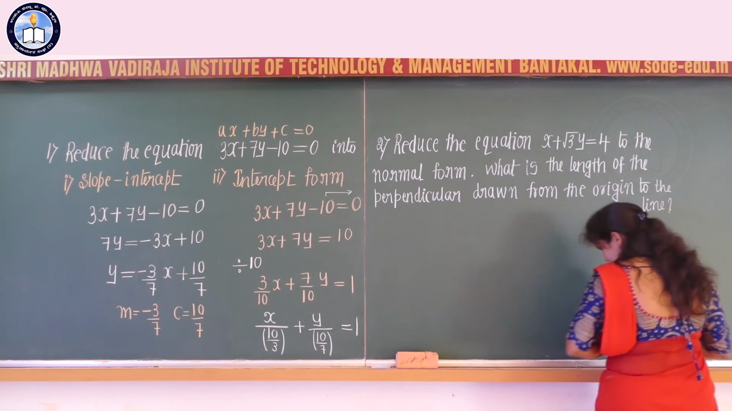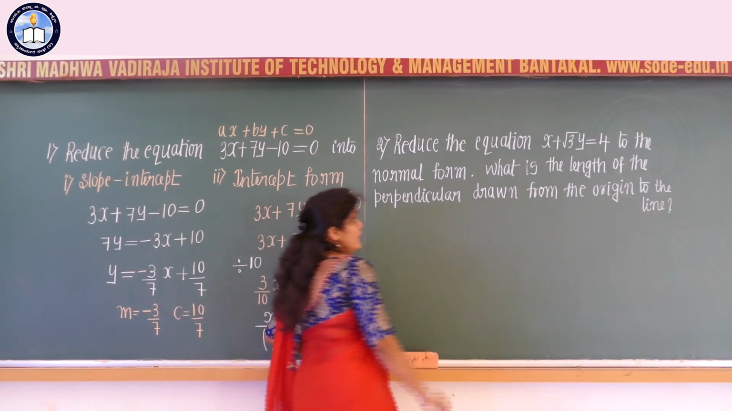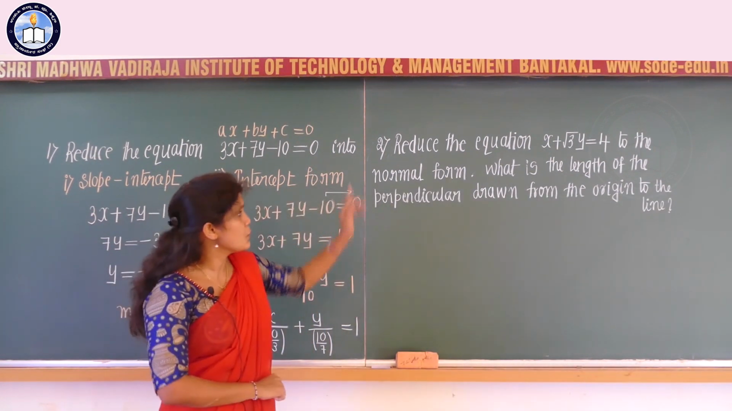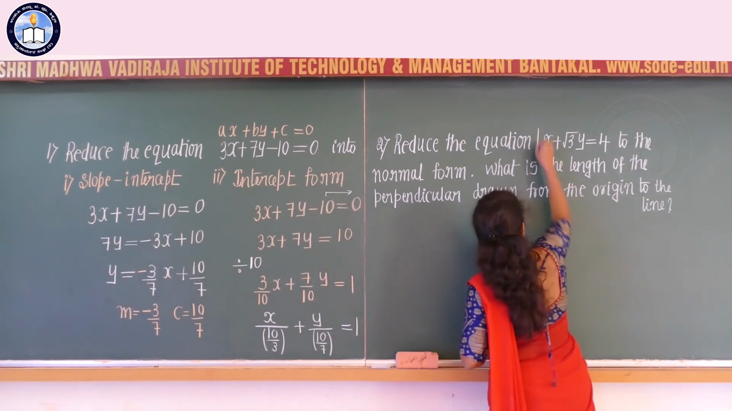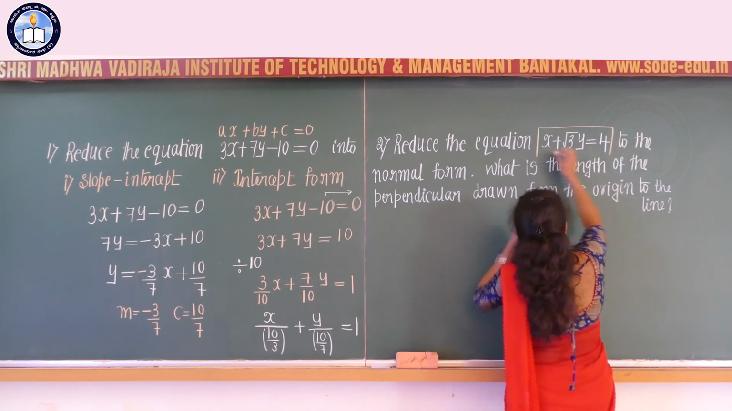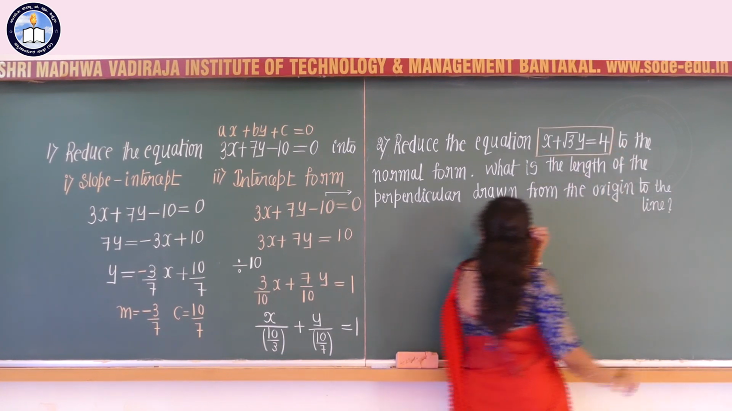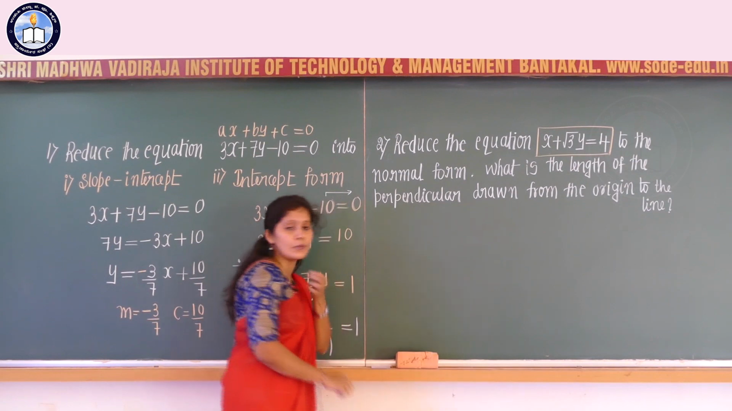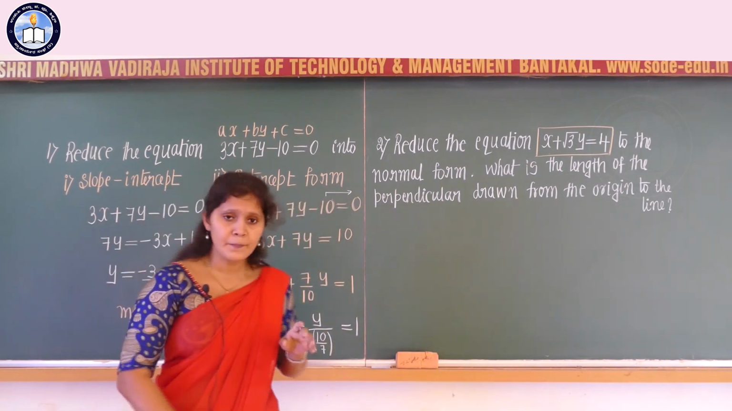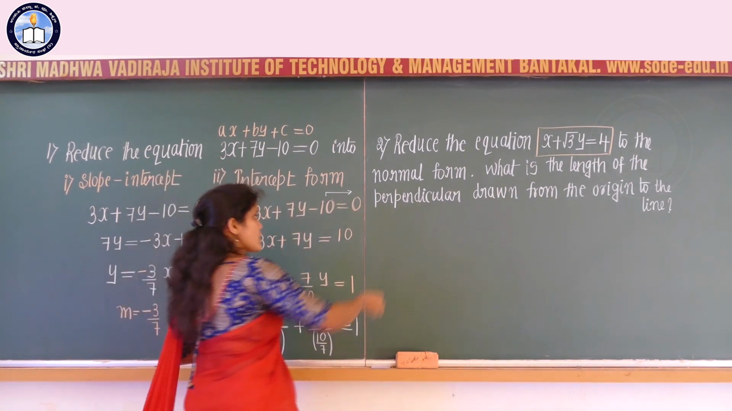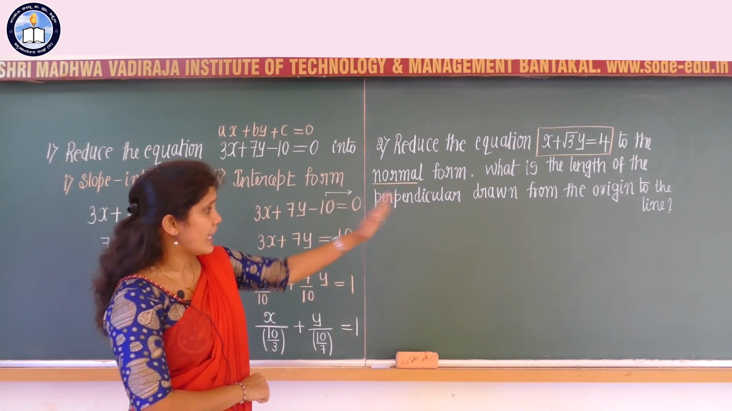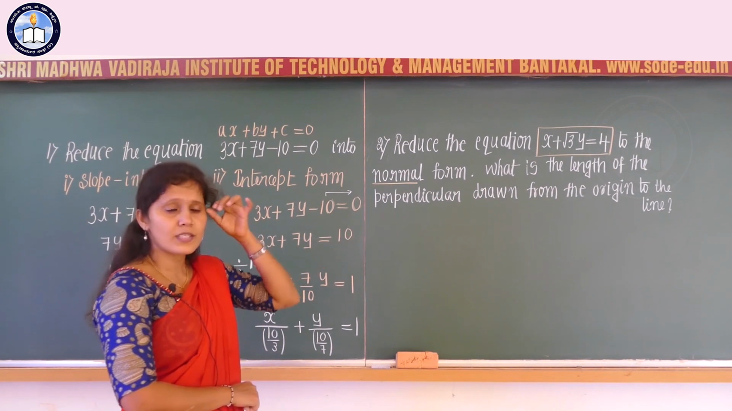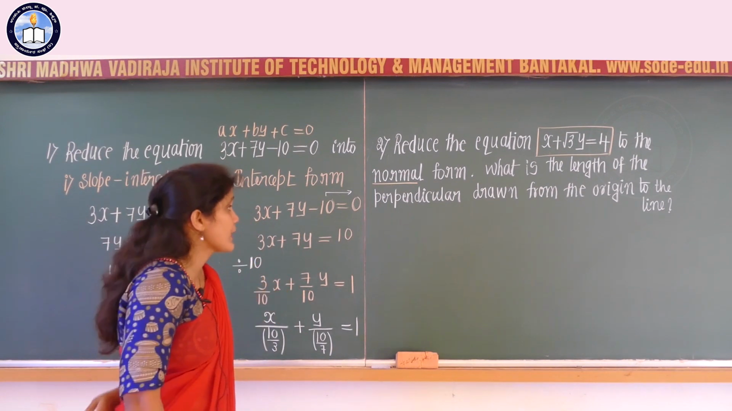Okay, so let's consider the given question. One equation is given, and the equation is x plus root 3y is equal to 4. That is the given equation. We need to reduce this equation into the normal form. And what is the length of the perpendicular with respect to normal form?